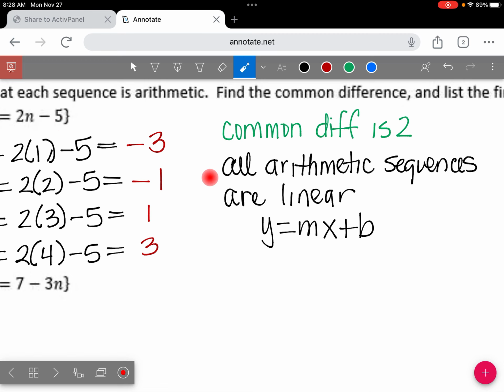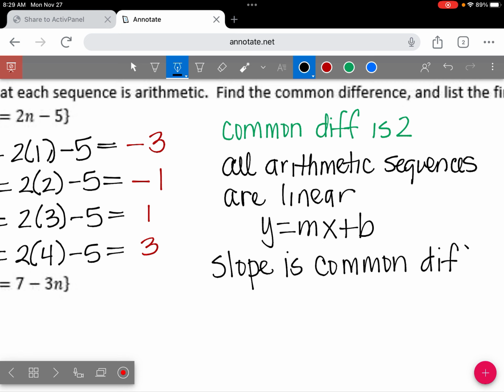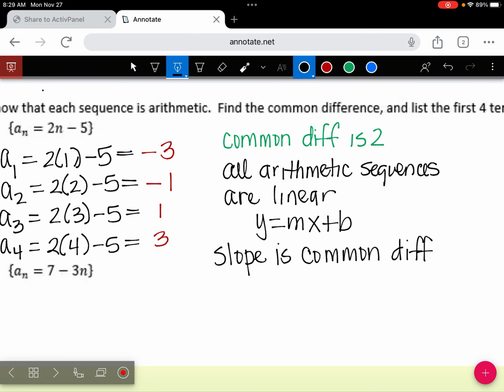Okay, so your slope is your common difference. Slope is the common difference. So that's just something to keep in mind. All right, go ahead and do that second question by yourself.